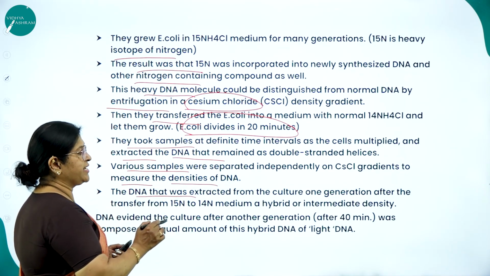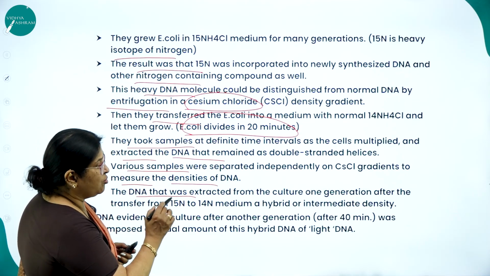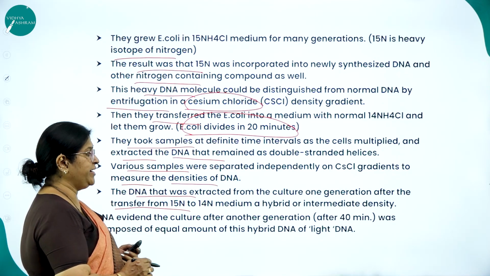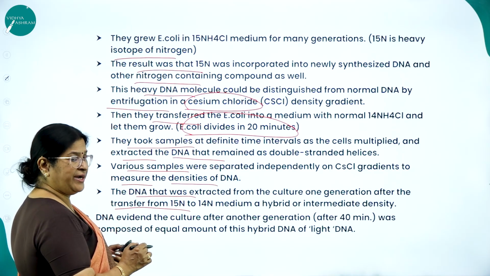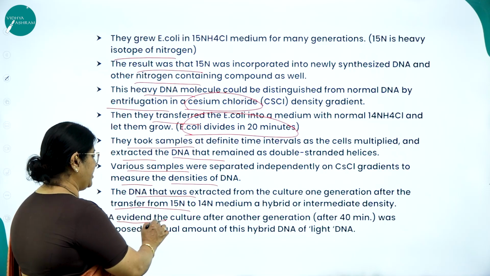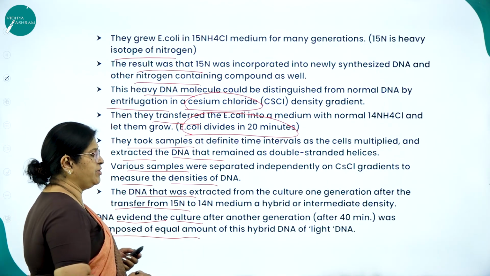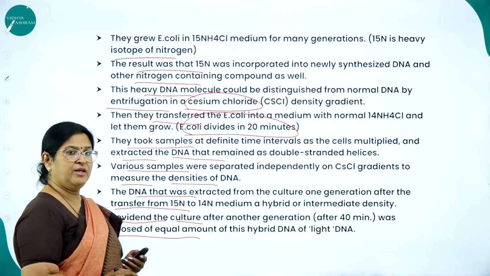The DNA that was extracted from the culture one generation after the transfer from the 15N to 14N medium had a hybrid or intermediate density. The DNA from the culture after another generation was composed of equal amounts of this hybrid DNA and light DNA.